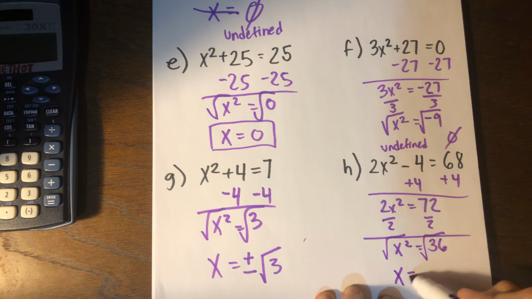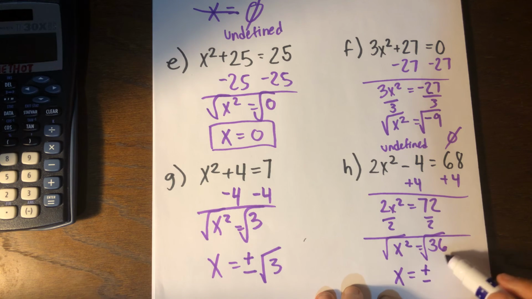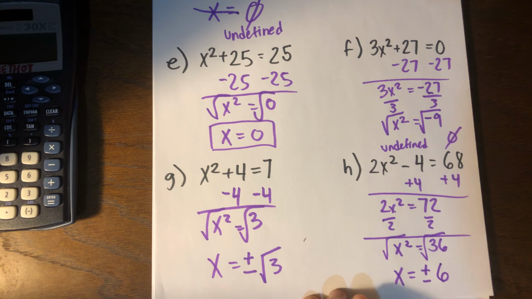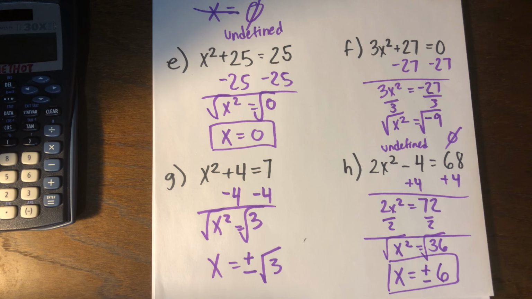X squared becomes x. I know this is going to be a positive and a negative. Plus and minus because we have the square root of 36. Okay, it's a positive number. What times what gives you 36 and it's the same number? 6. So our answer is x equals plus or minus 6. Okay, that is what I have for you guys today.